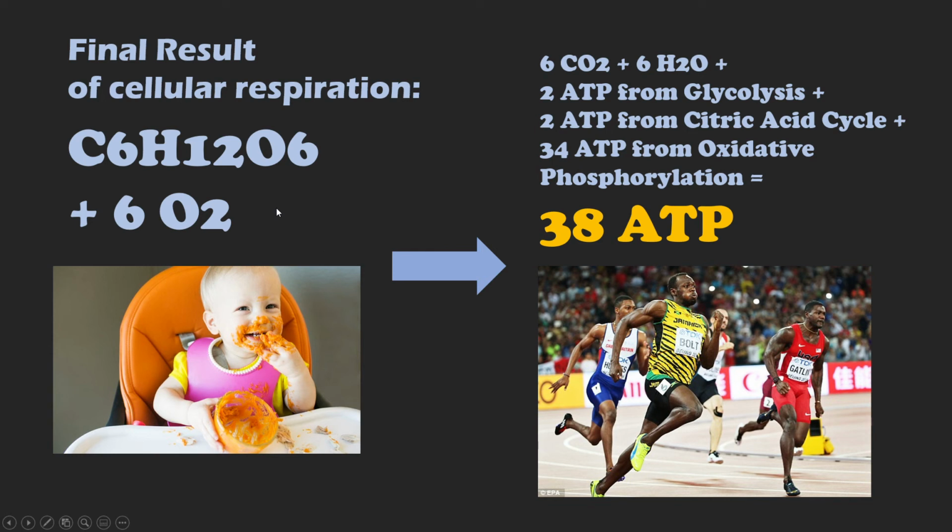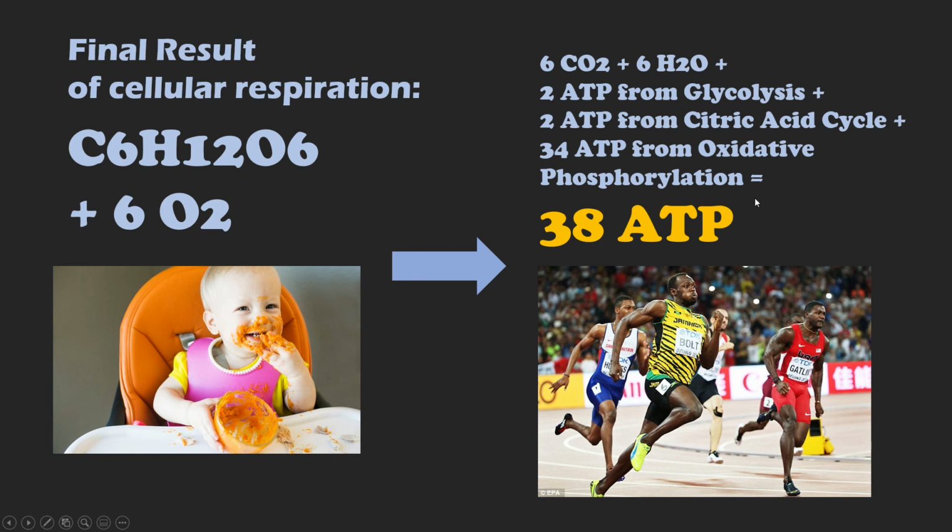So as a final result of cellular respiration, it's going to take one glucose molecule and oxygen that you breathe, and it's going to produce CO2, water, H2O, and it's going to produce 2 ATP from glycolysis, 2 ATP from the citric acid cycle, and 34 ATP from oxidative phosphorylation. It's going to produce a grand total of 38 ATP.